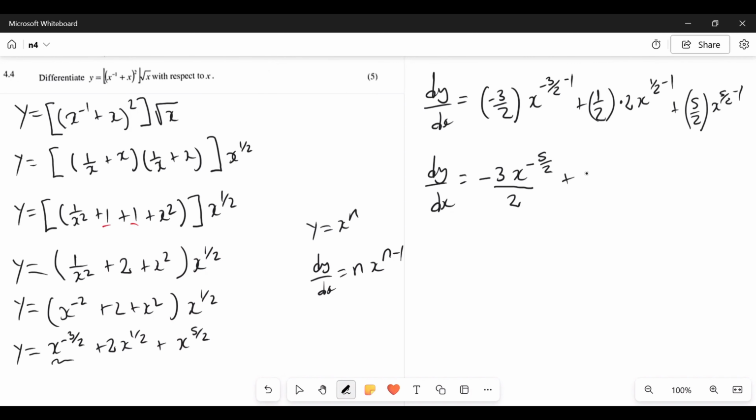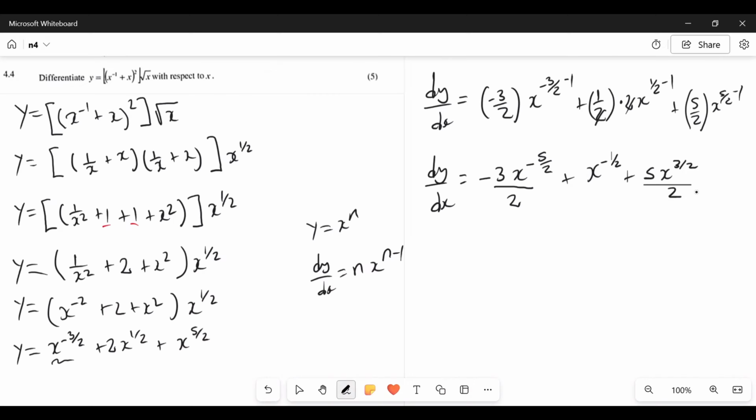And then we continue here. Plus, we have this 2 and that 2. They will divide each other. So we're going to be left with x. What is the power of half minus 1? It's going to give us -1/2 as the exponent. Plus, now we have 5 multiplied by x to the power of 5/2 minus 1. This here is going to give us 3/2 as the exponent. All this divided by 2.